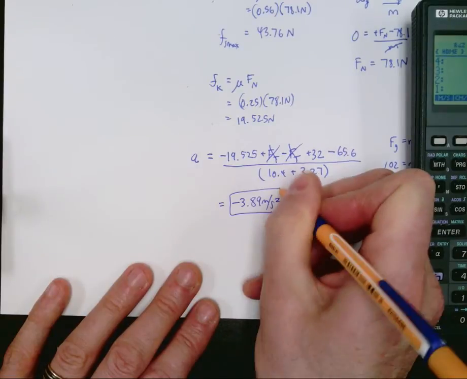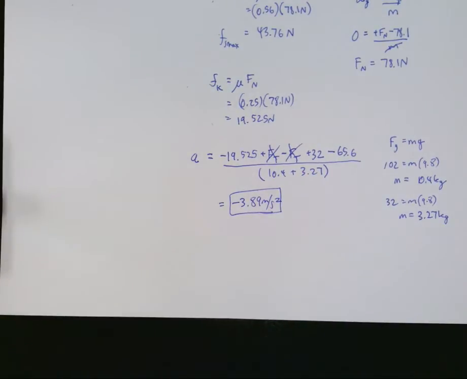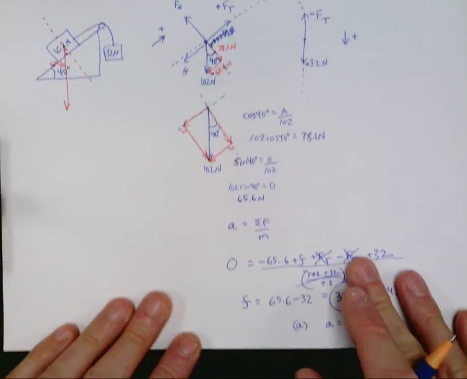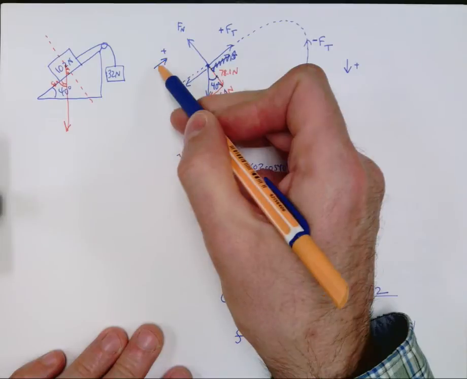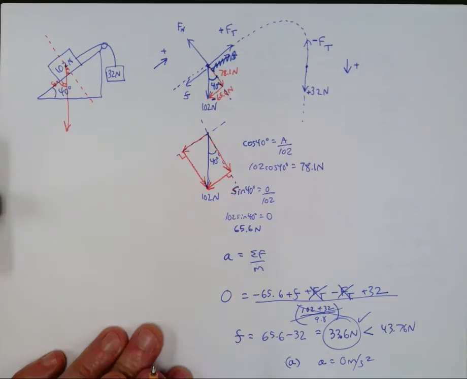So let's take a moment to think about what that means. Well, the fact that it's negative means that that acceleration points down the incline. Because remember, we said that up the incline was the positive direction. And all that means is that if you do give this thing an initial upward push, it's going to slow down. So as it moves up, it's going to have a negative acceleration, and it's going to slow down, and it's going to come to a stop.